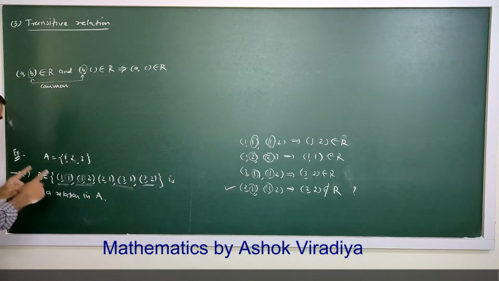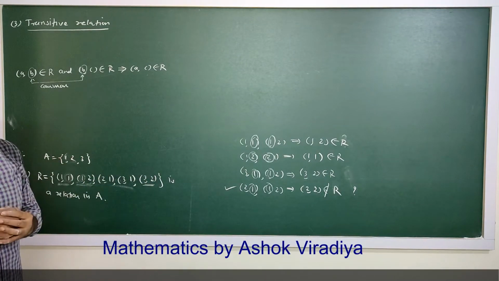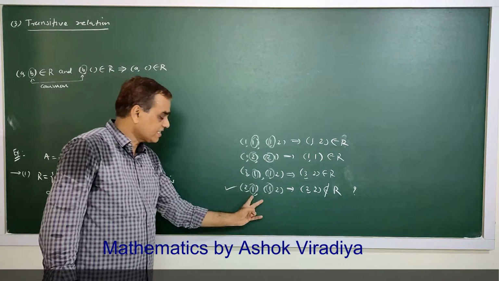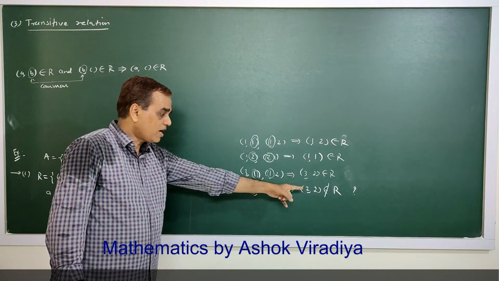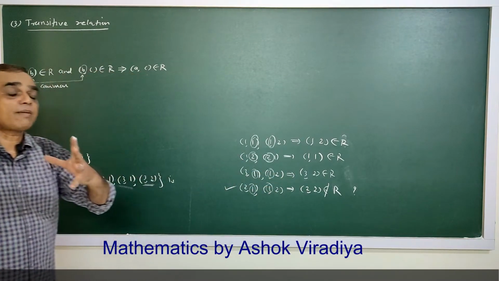So this relation is not a symmetric relation. If you find at least one pair of such elements for which AC does not belong to R, it is not symmetric.